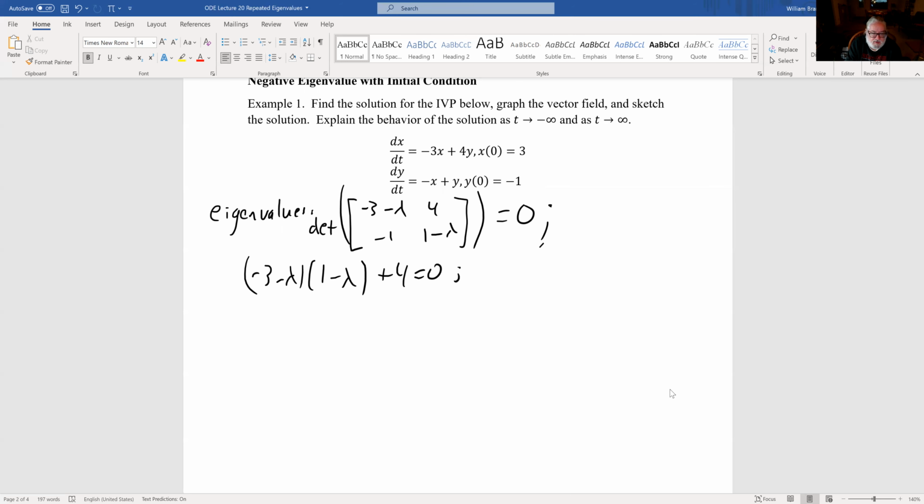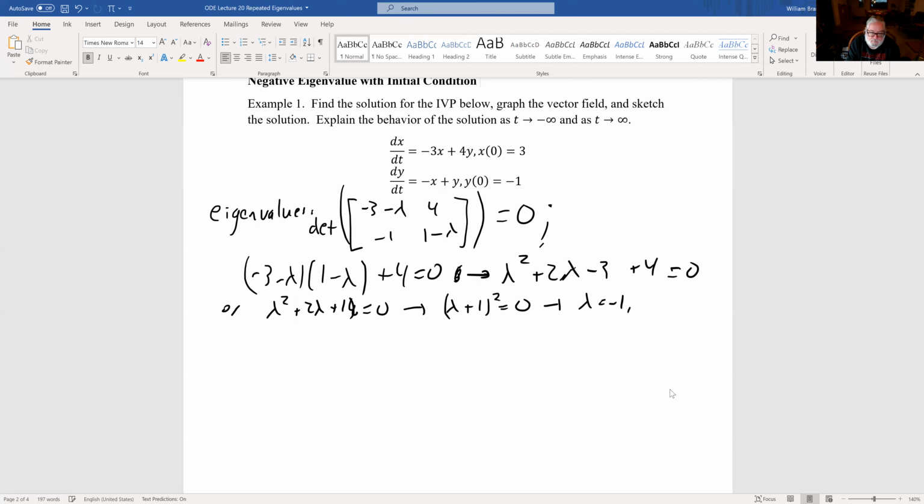If we multiply this out, lambda squared, I get a minus lambda plus 3 lambda, so a plus 2 lambda, and then a -3 plus 4. We end up with lambda squared plus 2 lambda plus 1 equals 0, and we can factor that. So we have a repeated eigenvalue. Repeated means that we have two factors here. It's lambda plus 1 times lambda plus 1, but they both have the same root.